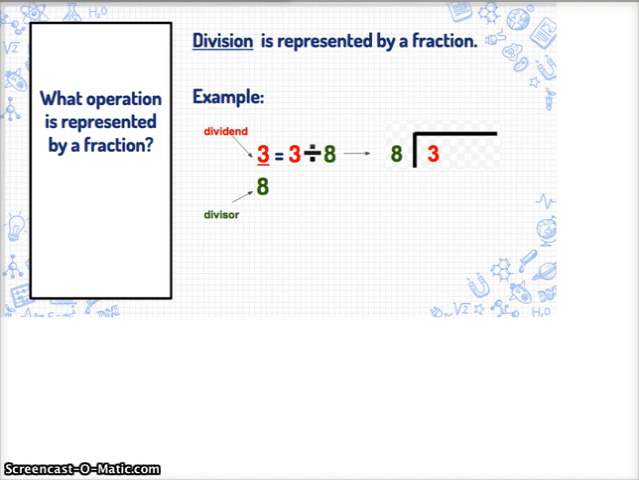The operation represented by a fraction is always division. So your fill-in is division is represented by a fraction. So how would we solve this? The 3, the number on top, is the dividend, and the 8, the number on the bottom, is always the divisor. So the fraction 3/8 is equivalent to the division problem 3 divided by 8. Remember, the dividend 3 goes on the inside and the divisor 8 goes on the outside.